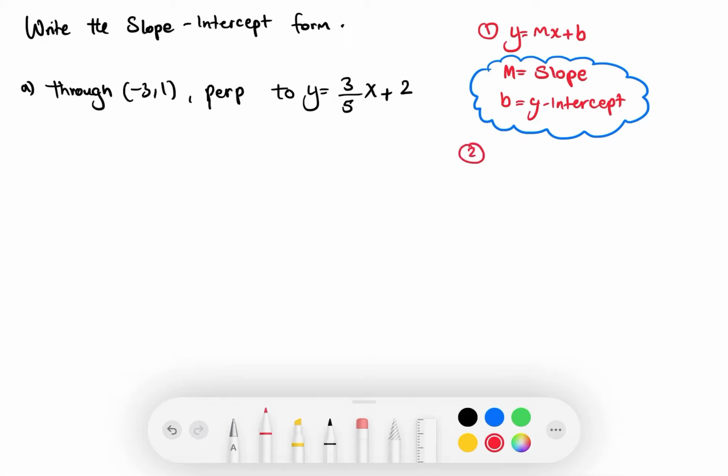The second piece of information I want you to remember is that if two lines are parallel, then they have the same slope. For example, if the slope of this line is 1, the slope of the other line is also 1.